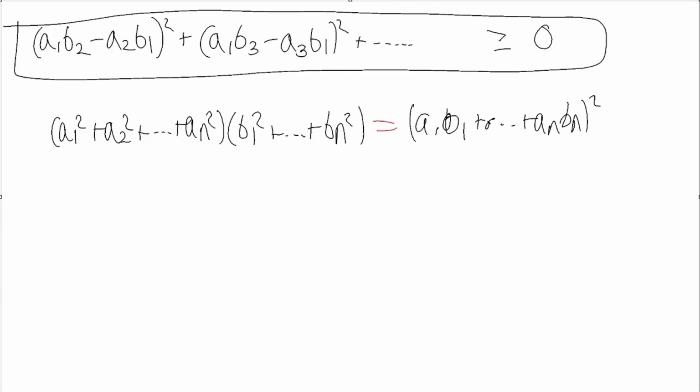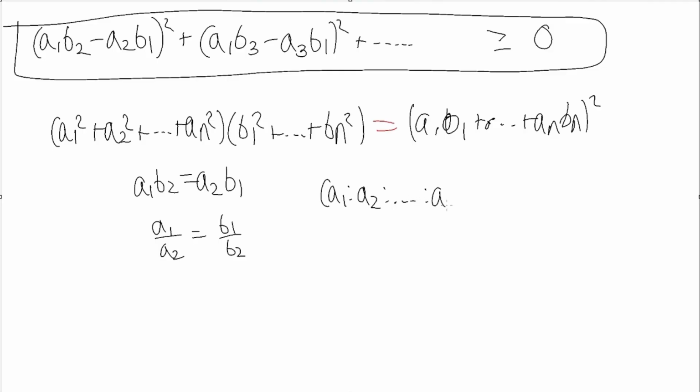Well, based on our proof, all of these squares here must be equal to 0. So a1 b2 is equal to a2 b1, and so on and so forth. So in other words, a1 over a2 is equal to b1 over b2, assuming that none of them are equal to 0. And this is true for all the rest. And therefore, equality holds if and only if a1, a2, all the way to an is just a scaled up version of b1, b2, all the way to bn. So just scale up.